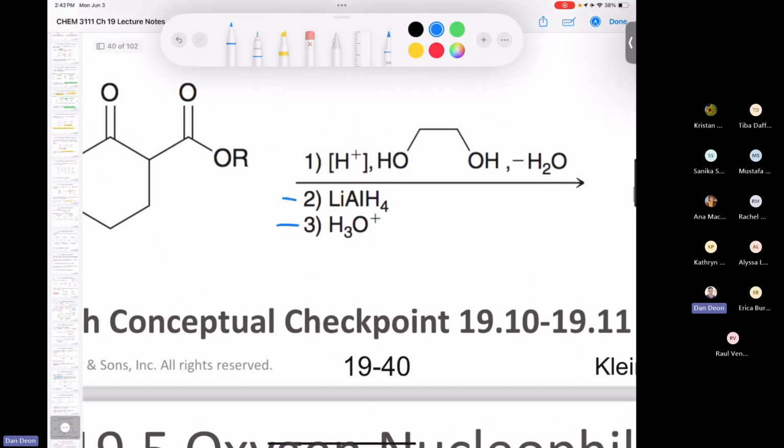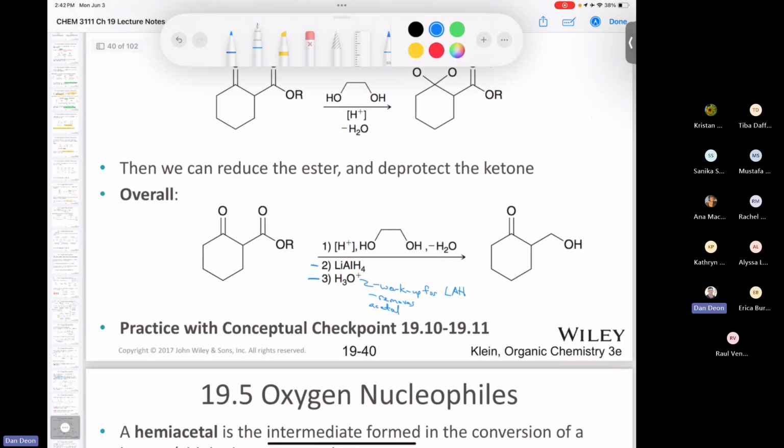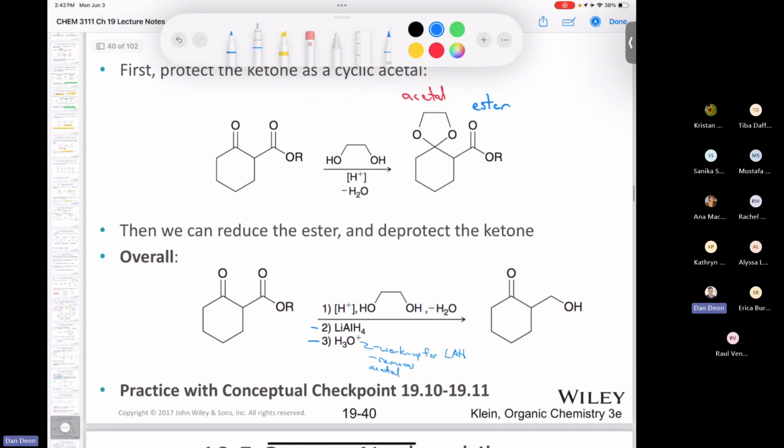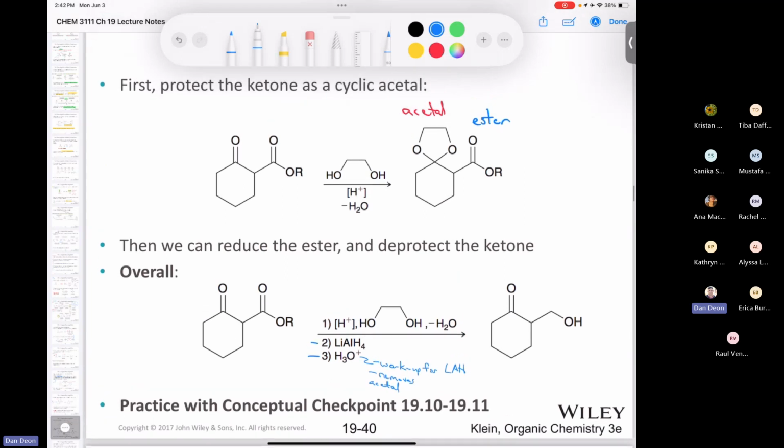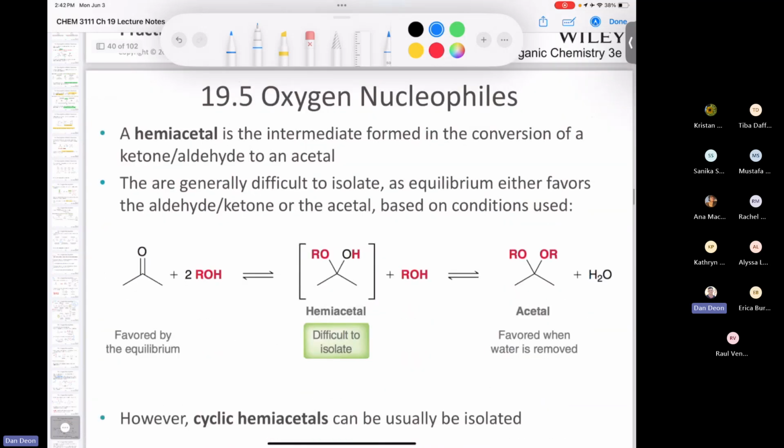But this H3O plus does two things. It not only is the workup for the lithium aluminum hydride reduction, but it also removes the acetal. So it's kind of a 2-for-1, which is a good thing, right? Has good atom economy, good for the environment. We're all winners, right? Anyhow, so there you go.